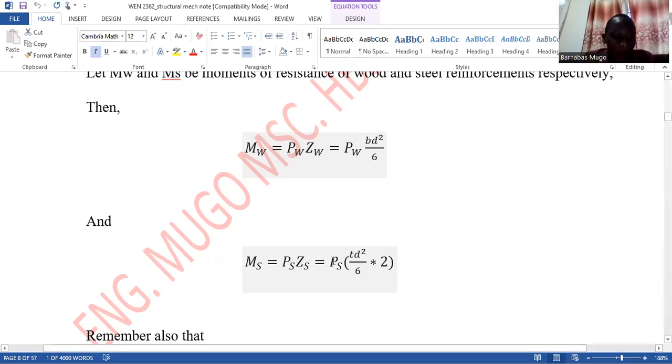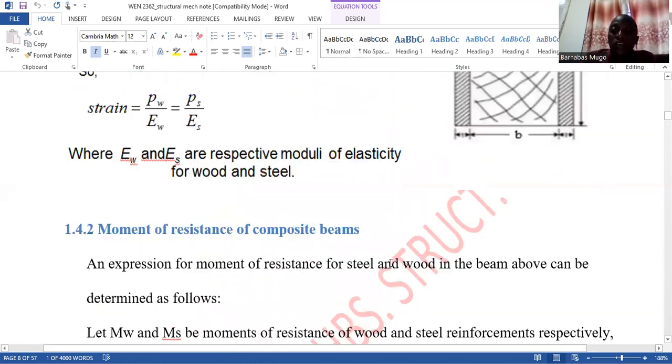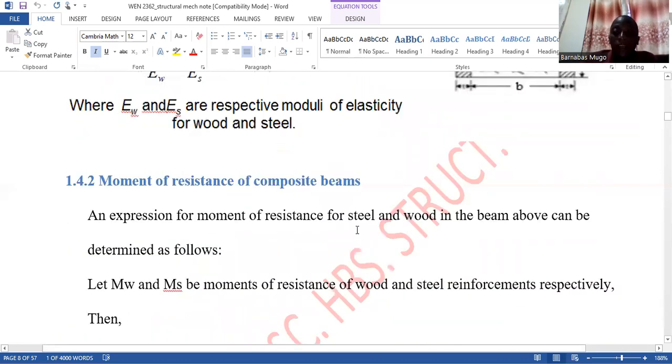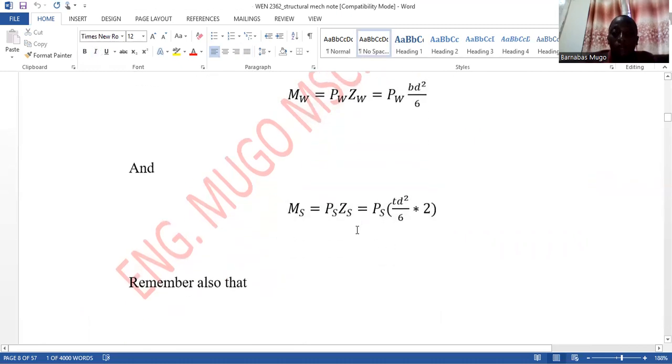And therefore, in our case, it is going to be the PS, which is the stress of the steel parts. You multiply by TD squared over 6 times 2. The reason why we are multiplying by 2 is because we have two steel plates on the left and on the right hand of the wooden plate, as you can see from that diagram.